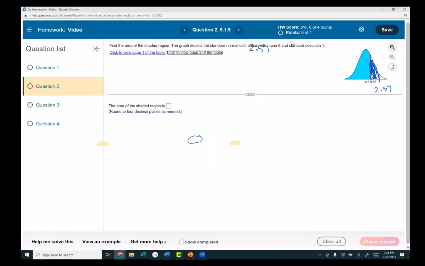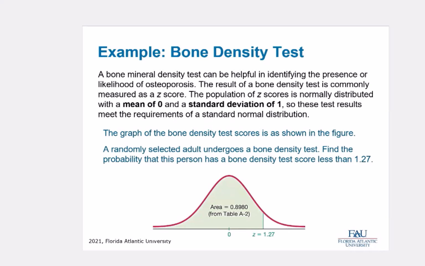No worries. We have here a bone mineral density test can be helpful in identifying the presence or likelihood of osteoporosis. The result of a bone density test is commonly measured as a z-score. The population of z-scores is normally distributed with a mean of 0 and standard deviation of 1. Perfect. I know now that this is going to work. So these test results meet the requirements of a standard normal distribution.